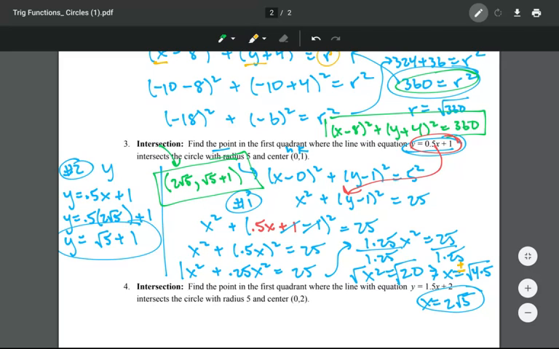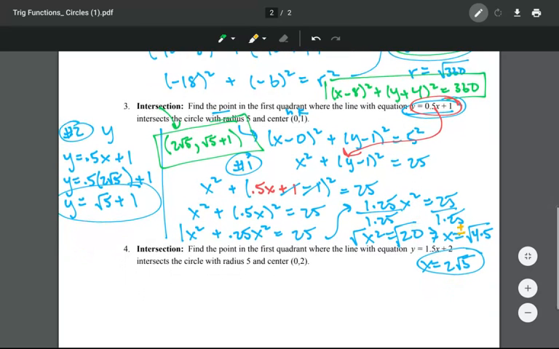Okay, and there's that first solution. It gives us some practice with radicals as well, and some practice with the algebra as we're solving for these intersection points.